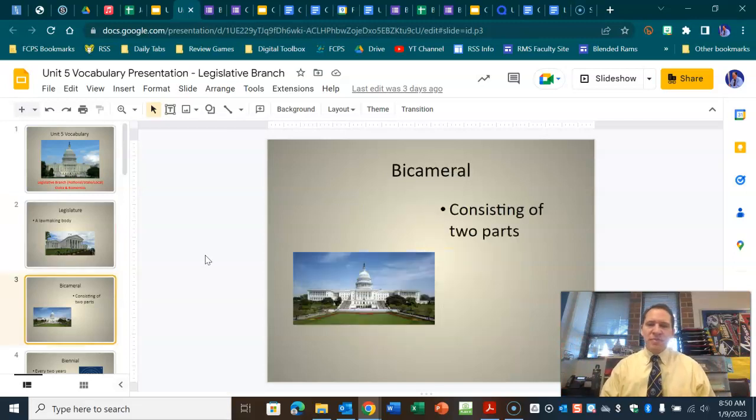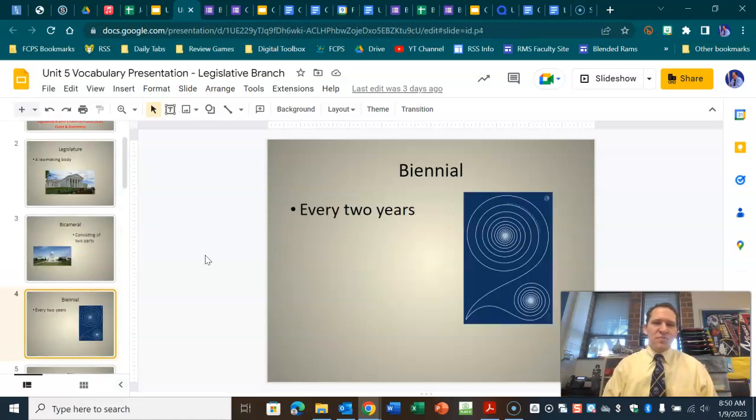All right, second word is bicameral. Bi meaning two, so cameral meaning parts or sections. So bicameral, consisting of two parts, just like our Congress has a House of Representatives and a Senate. And our General Assembly in Virginia has the House of Delegates and the Virginia Senate. These are bicameral legislatures. All right, third word is biennial, and this is how often the governor will create a budget. So the General Assembly has to approve the governor's budget every 2 years, biennially.